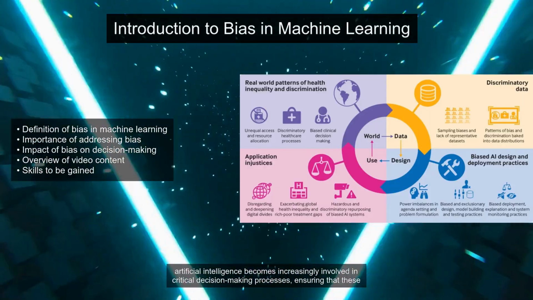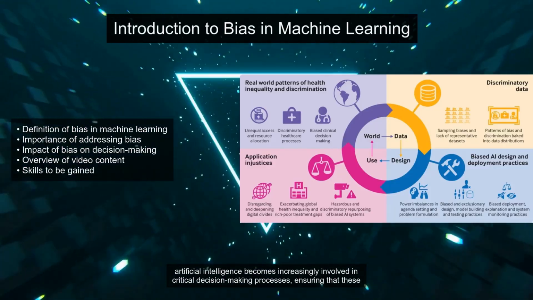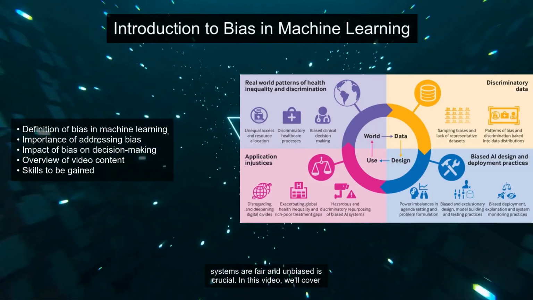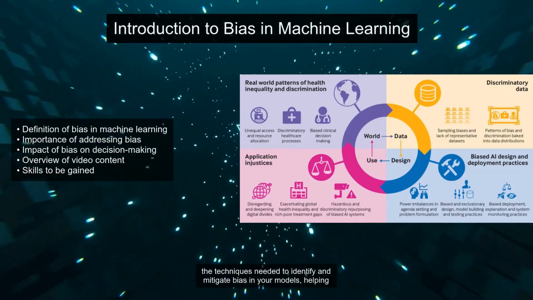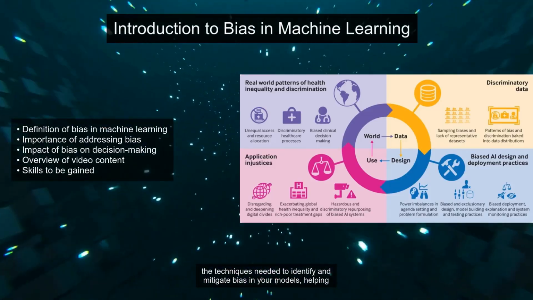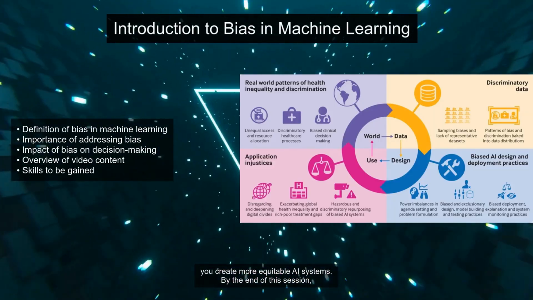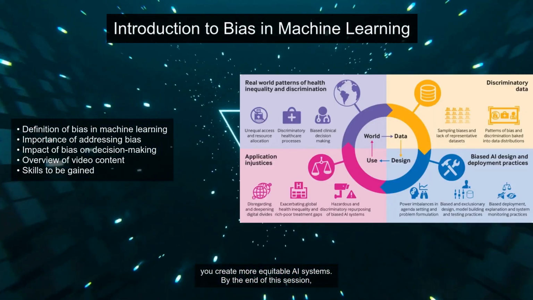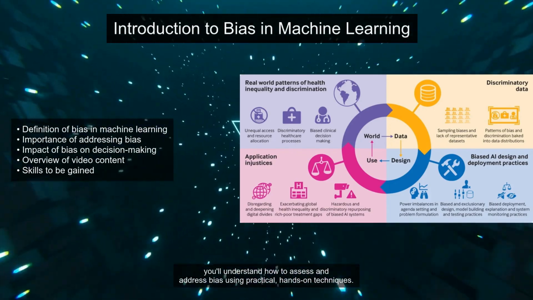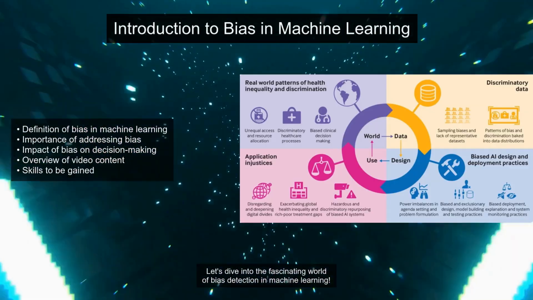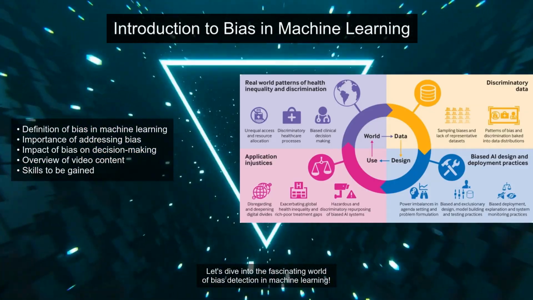As artificial intelligence becomes increasingly involved in critical decision-making processes, ensuring that these systems are fair and unbiased is crucial. In this video, we'll cover the techniques needed to identify and mitigate bias in your models, helping you create more equitable AI systems. By the end of this session, you'll understand how to assess and address bias using practical, hands-on techniques. Let's dive into the fascinating world of bias detection in machine learning.